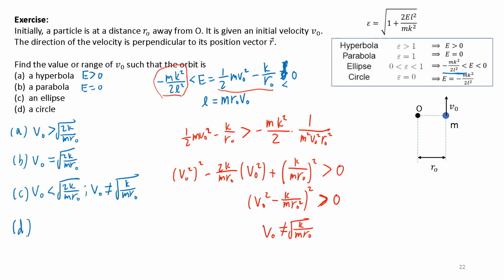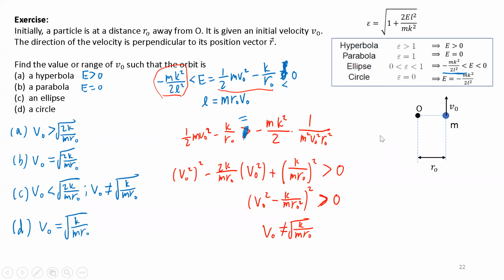Finally, I have to consider the circle. So for the circle, this inequality just becomes equality. That is, for the circle, V naught has to be exactly equal to this. So these are all 4 cases.